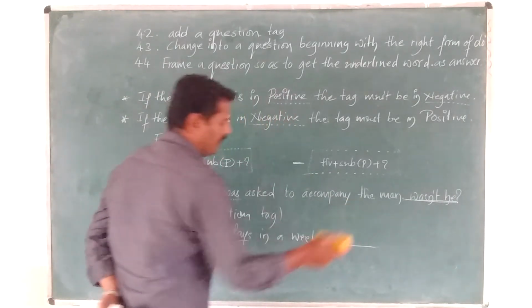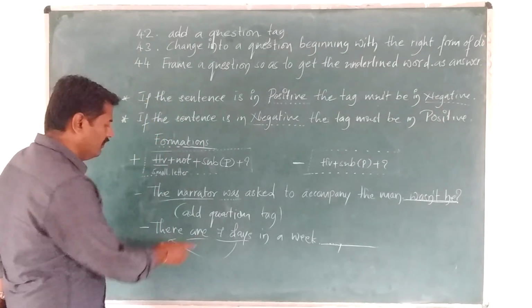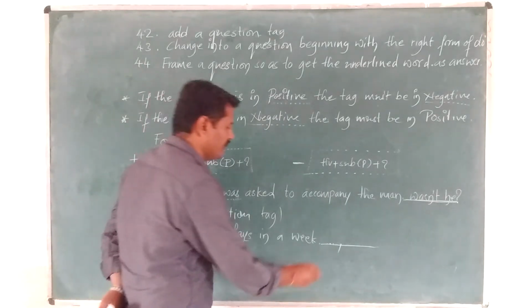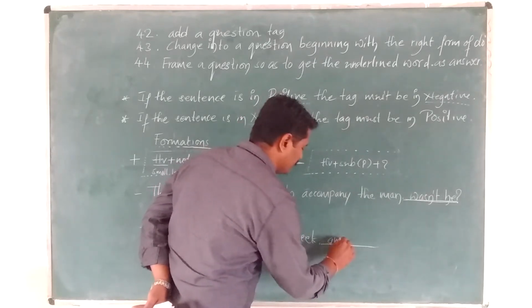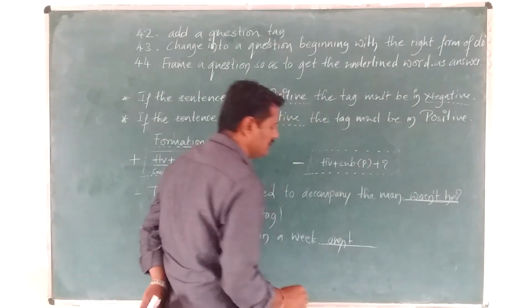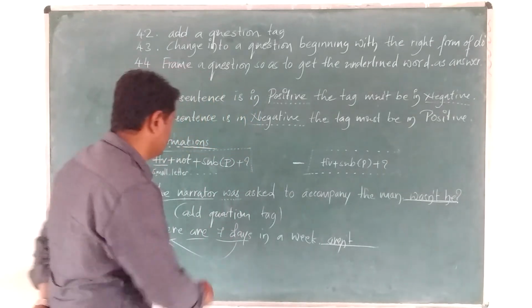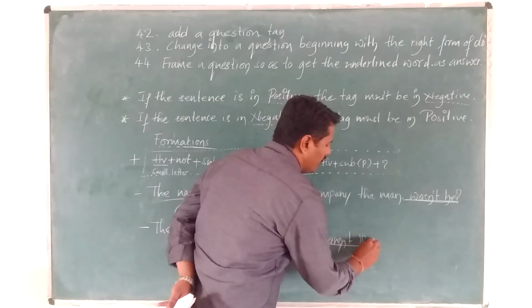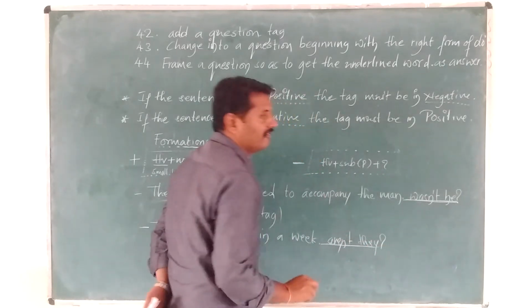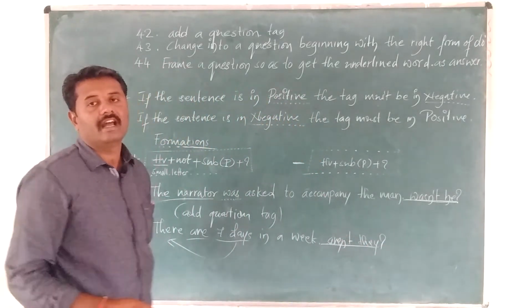What is the helping verb here? Are. Shall I write here are? So it is positive, so that's why it becomes aren't. Aren't. This there becomes what? They. Aren't they? So likewise, we have to put the tags.